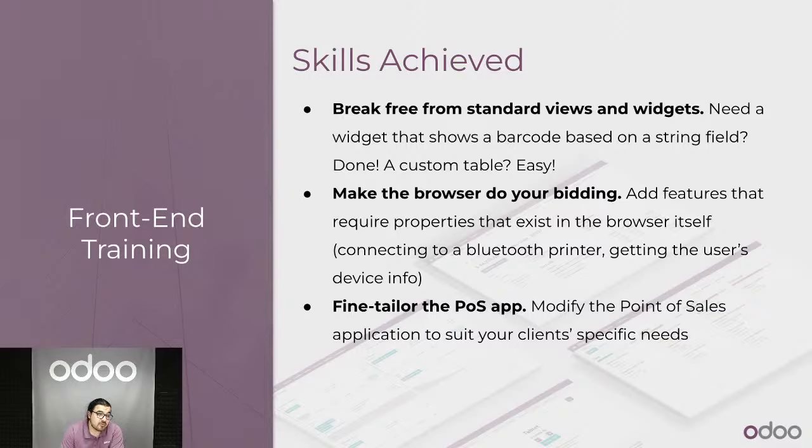Make the browser do your bidding. There are some features that you cannot do from the server. Let's say, for example, you would like to fetch information about one of your employees' devices when they access Odoo. You cannot do that from the server. You need to do it from the browser. There are some features in the browser that allow doing that.